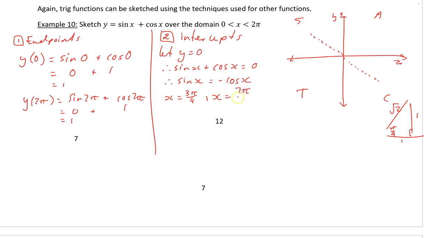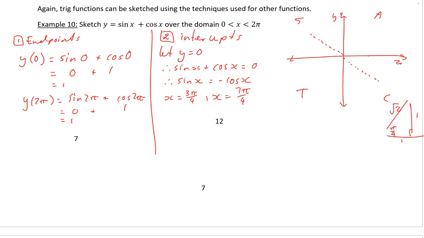7 pi over 4. Again, the sine of 7 pi on 4 is negative 1 over root 2, and the cos of 7 pi over 4 is 1 over root 2, so they're equal but opposite. Now, there's not going to be any more. So 3 pi over 4, 7 pi over 4, no more intercepts. So I've got 2 x-intercepts.